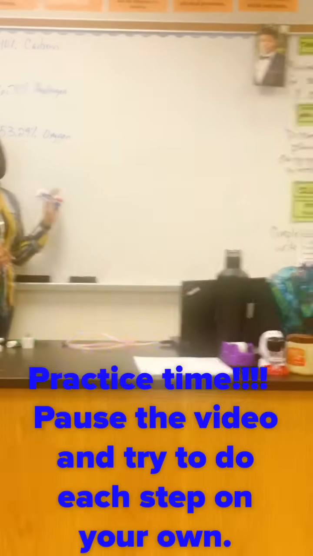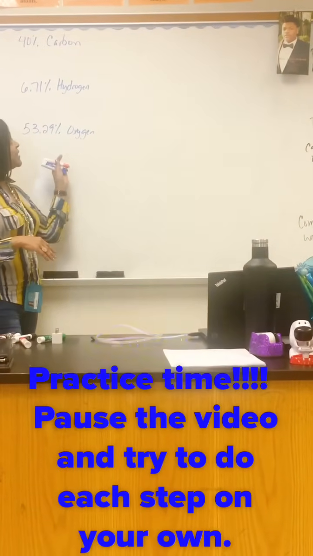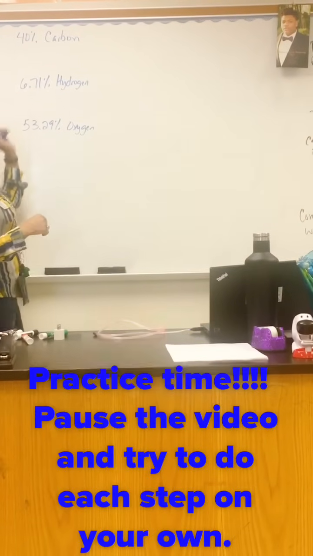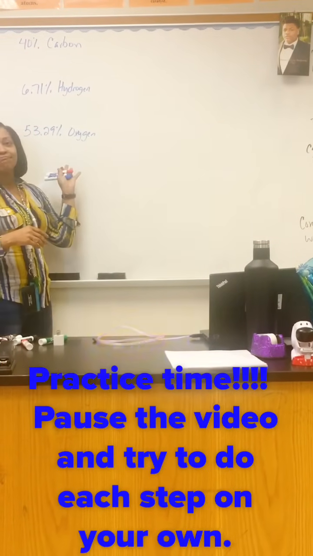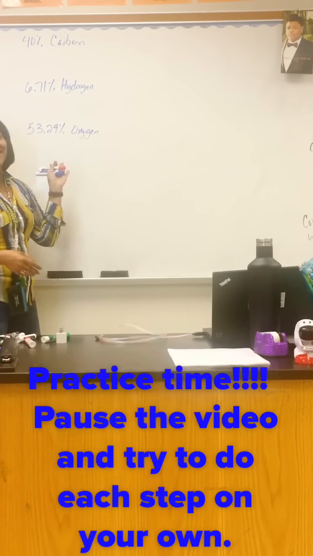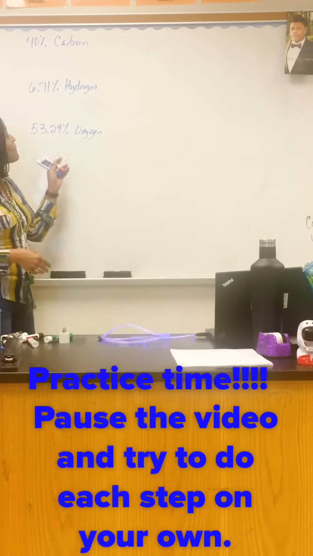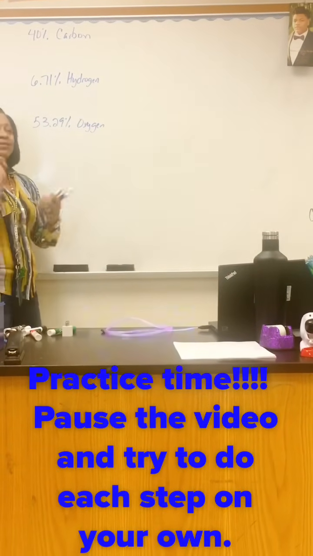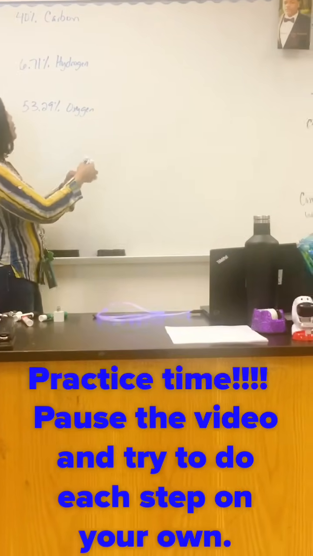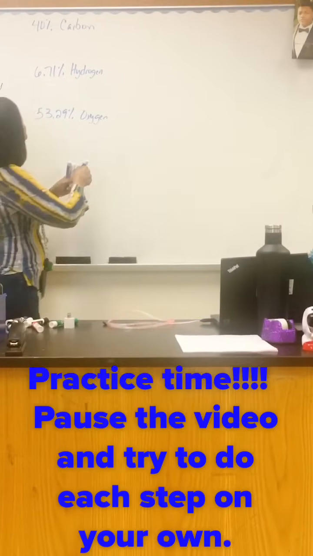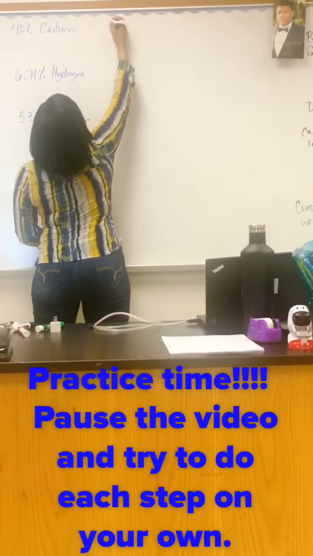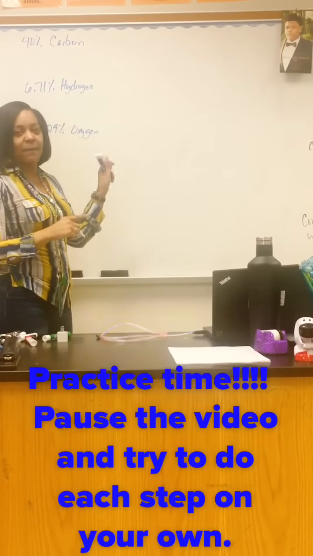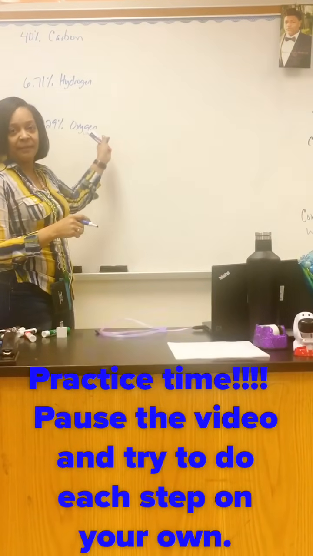So now we're going to practice a problem using the percentages in order to find the empirical formula. This sample has 40% carbon in it, 6.71% hydrogen, and 53.29% oxygen. What was the first step that we needed to do in order to solve this problem? Divide each percent by atomic mass. Absolutely. We're going to divide each percentage by the atomic mass of the element.